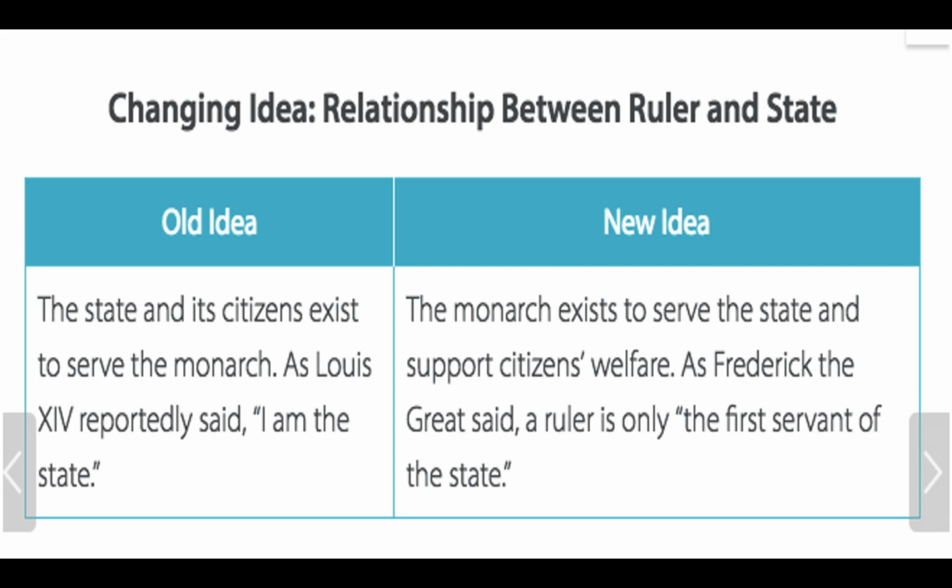The new idea during the Enlightenment, and eventually we have a group of people known as the enlightened despots, right? A despot is a dictator or a strong ruler, but they're enlightened, right? They have a lot of power, but they're trying to follow the Enlightenment ideals that we just mentioned.